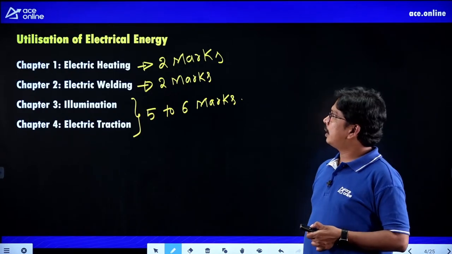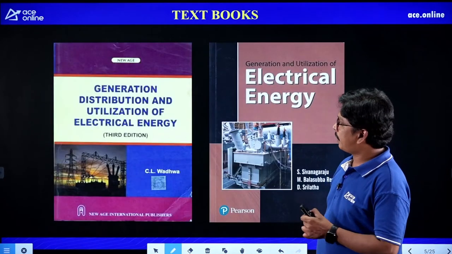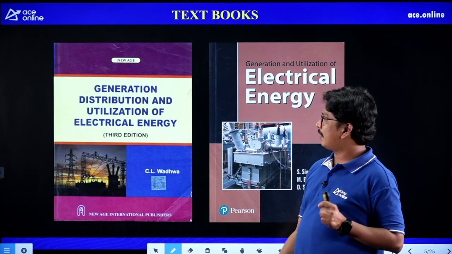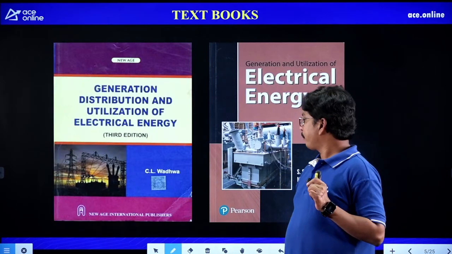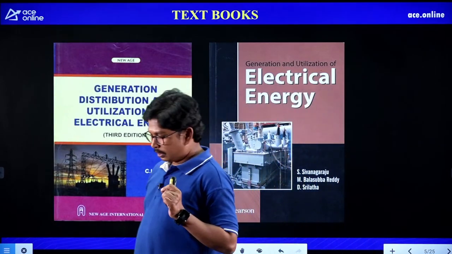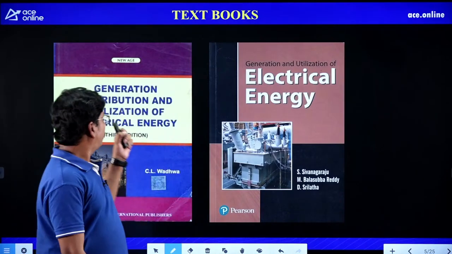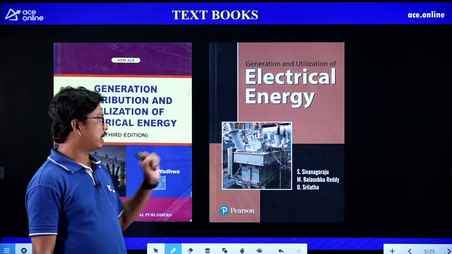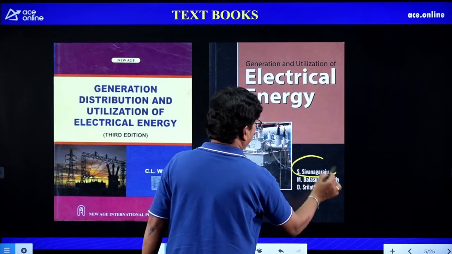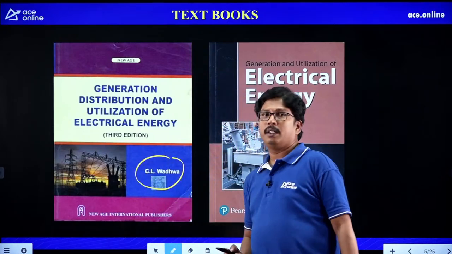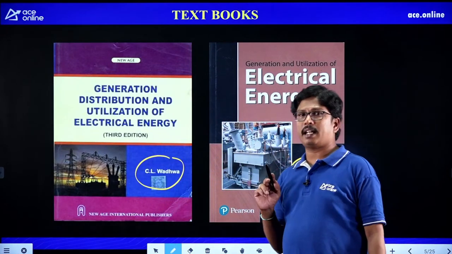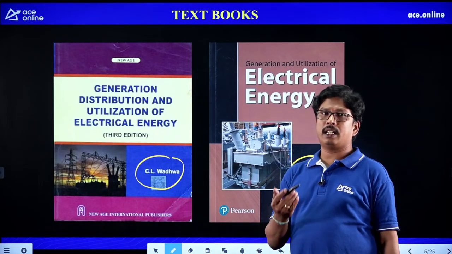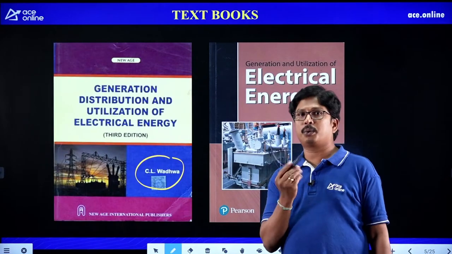Clear students? Now we'll see what textbooks we can prefer for this. For utilization of electrical energy, we have one of the best textbooks by C.L. Wadhwa and Siva Nagaraju also, right? We can take Generation, Distribution and Utilization of Electrical Energy, and Generation and Utilization of Electrical Energy by Siva Nagaraju, and C.L. Wadhwa also, students. Along with the theory concepts, these two textbooks have a huge number of practice questions at the end of each chapter, so we can practice those questions also.